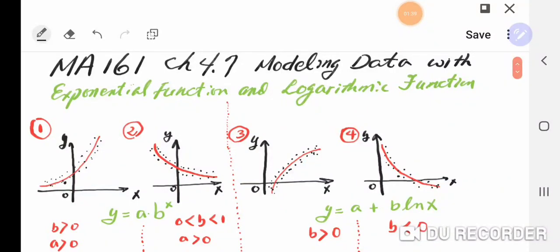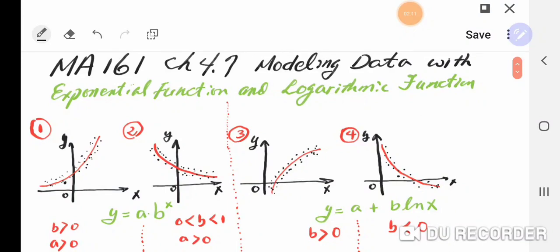So the exponential function is y equals a times b to the x. And then let's assume that a is a positive number. And then based on the base b, if b is greater than 1, then the exponential function is increasing, as you see in the first graph. If b is between 0 and 1, then it's a decreasing function. So the graph should be something similar to number 2.